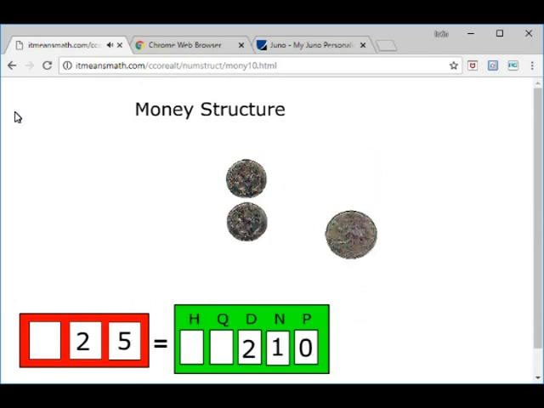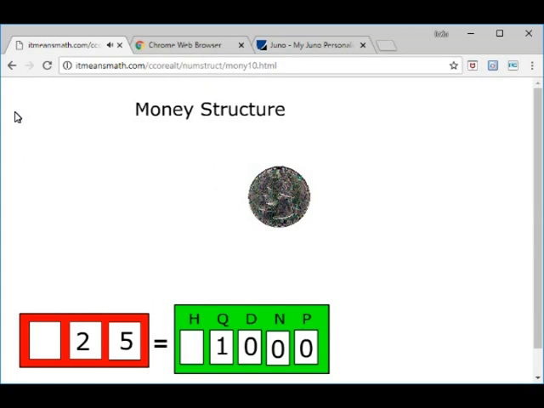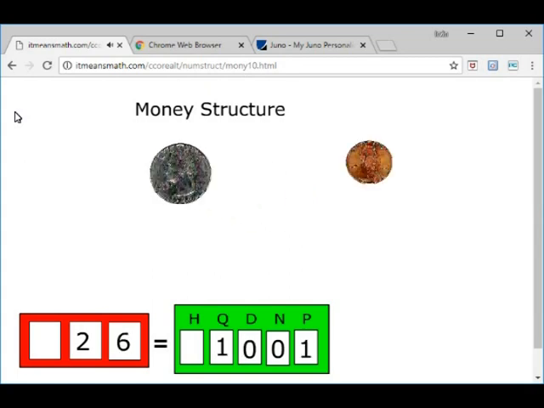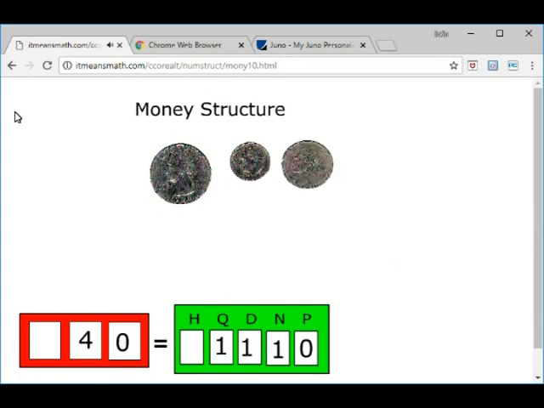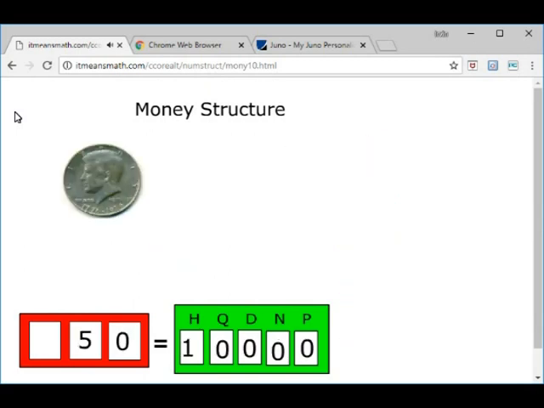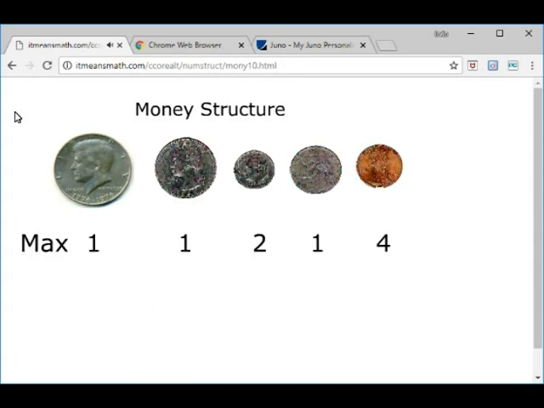We notice that we can get no more than 4 pennies because as soon as we get 5 pennies, that becomes 1 nickel. We can get no more than 1 nickel because as soon as we get 2 nickels, that becomes a dime. We can get no more than 2 dimes because when we get 2 dimes and a nickel, that becomes a quarter. We can get no more than 1 quarter because 2 quarters gives us a half dollar.